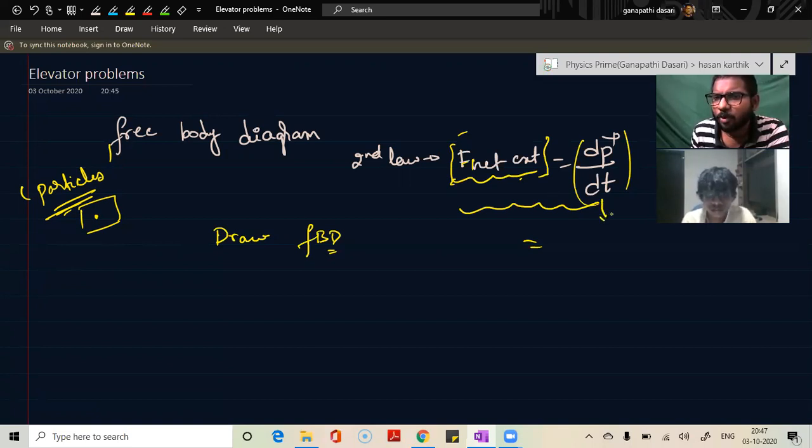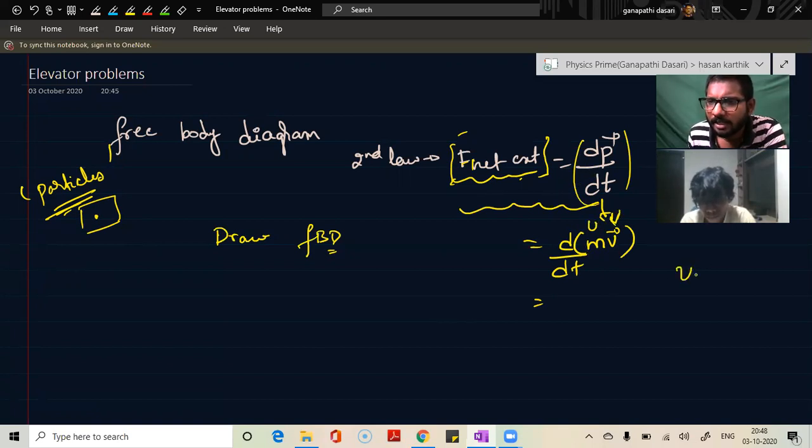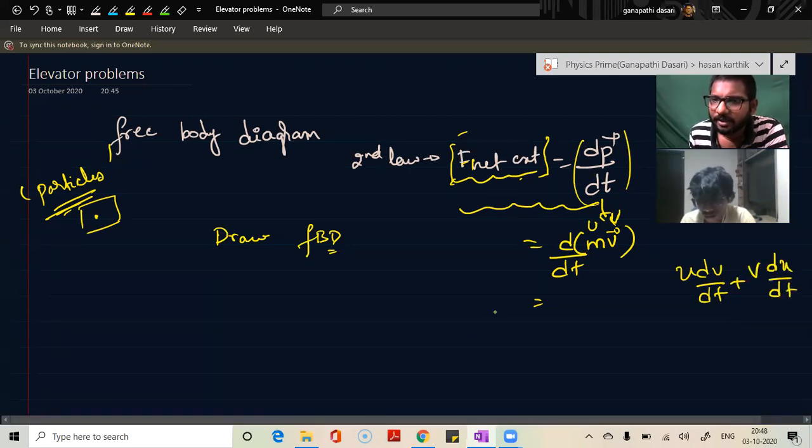Here, there's a more simplified way to it, dp by dt. So d by dt is differentiation, isn't it? So if you have the uv rule, differentiation of uv, do you know the formula? Yes, sir. u v dash plus v du by dt. Similarly, here we can write it as m into dv by dt plus v into dm by dt, isn't it?